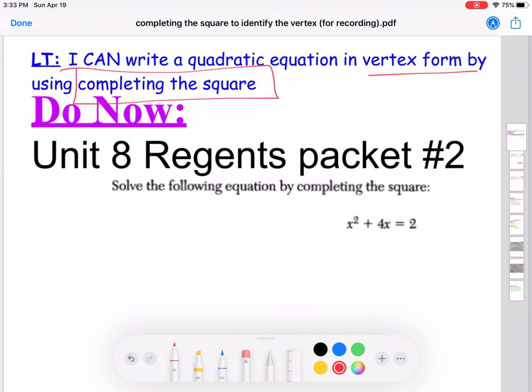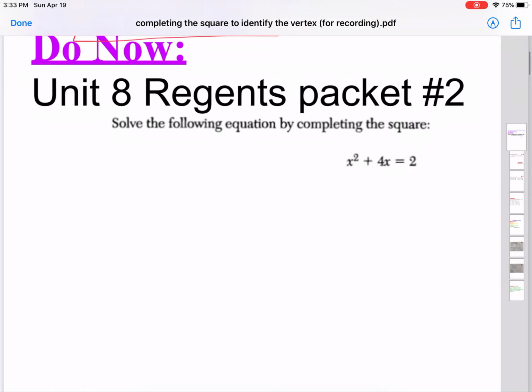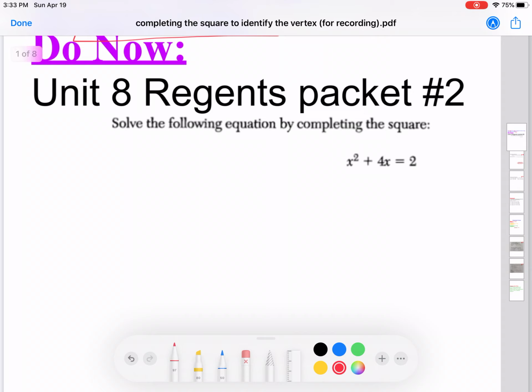So to review how to complete the square, we're going to be doing number 2 from your Regents packet. So if you have your Regents packet printed out or you're keeping track of these problems on a piece of paper, we're going to be doing question number 2. So question number 2 says to solve the equation by completing the square. So we know that completing the square is the only method where we don't want our equation to be in standard form, which is great because this equation is already not in standard form.